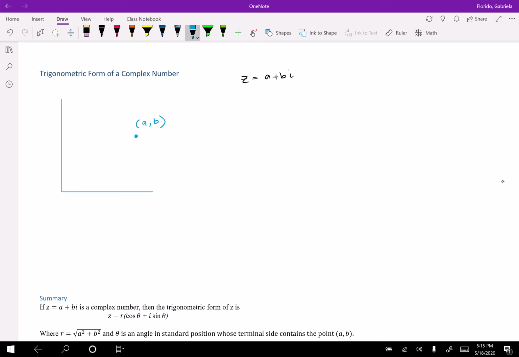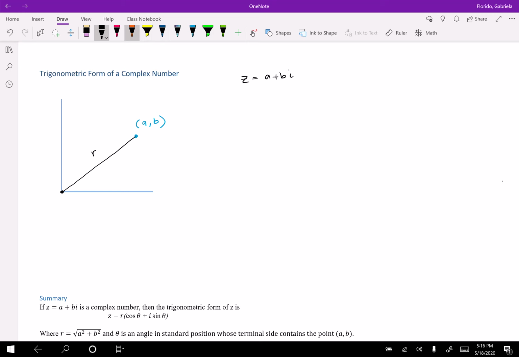We are trying to write this complex number into trigonometric form. So we're going to have to use our trig functions, which means we're going to have to use a right triangle in order to talk about sine and cosine. So we can actually create a right triangle. By connecting the origin to my point, we know that that distance is r. That is my modulus, the distance from the origin to this complex number, which we're defining to be r.